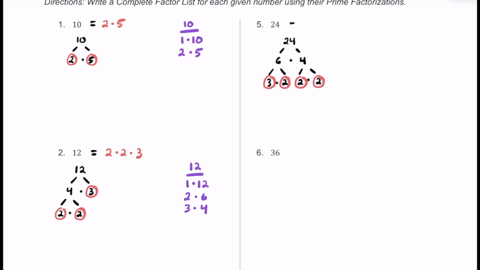So the prime factorization for 24 is going to be the product of 2 and 2 and 2 and 3. So let's go ahead and use this prime factorization and write the factors of 24. Without thinking too much, try to just write 1 and 24. Those are going to be 2 of the factors.